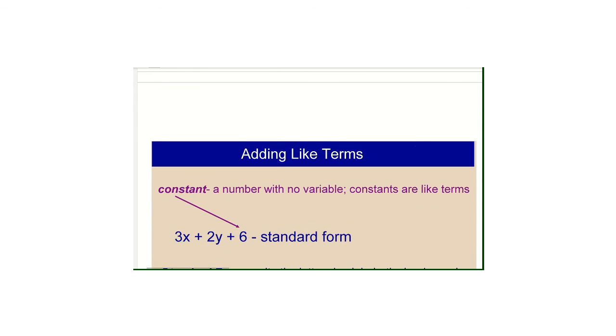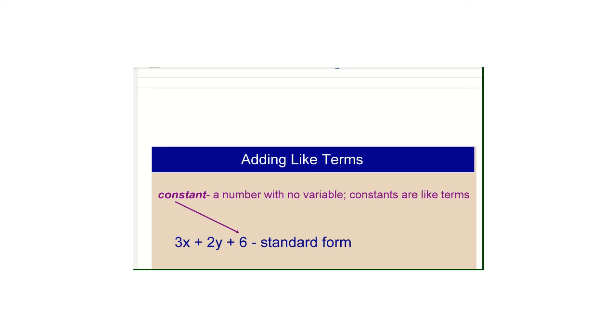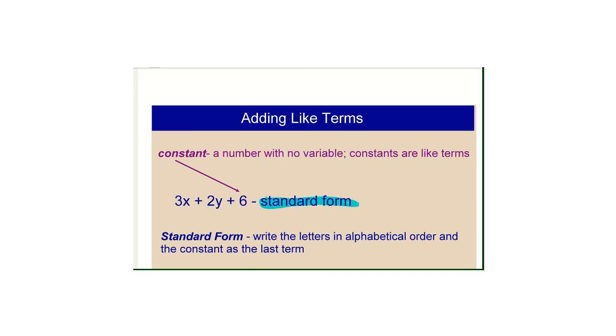All right, on the next page, we're going to talk a little bit more about some vocabulary. The standard form is where you take your algebraic expression and you write it in alphabetical order. So the letters should be in alphabetical order, and then your last term should be your constant. So you can see here, I'm in alphabetical order, and my last term is my constant. I've been doing this the whole time as I've been solving, if you haven't noticed, and you want to do this from now on. Add your x's first, then your y's, then your constants.